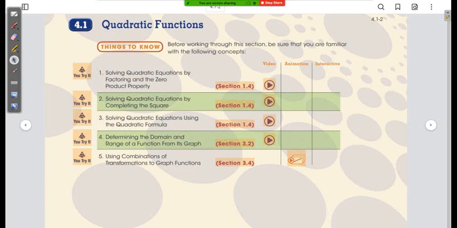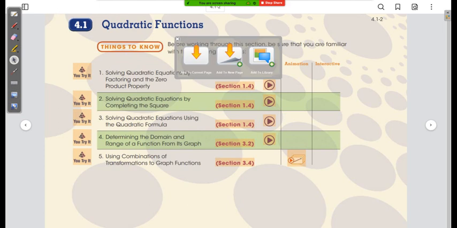Today we're talking about Chapter 4, Section 1, Quadratic Functions. Now we are pretty familiar with quadratic functions at this point, but there's more to learn.